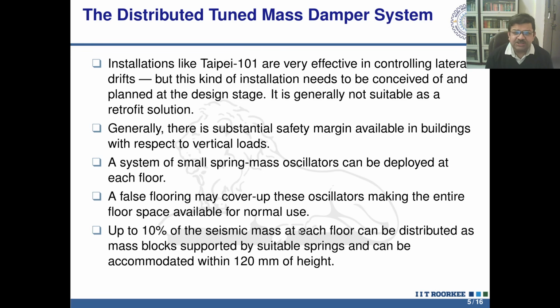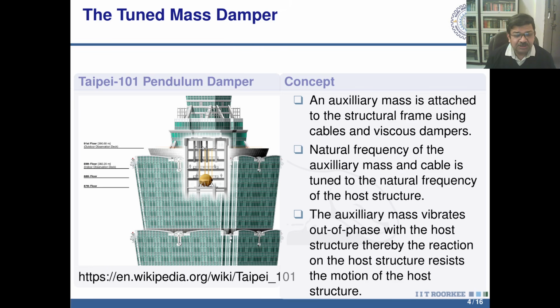Now, installations like Taipei 101 are very effective in controlling lateral drifts, but this kind of installation needs to be conceived of and planned at the design stage. It is not generally suitable as a retrofit solution. For example, you may like to notice that this entire pendulum damper assembly occupies 3 floors of this building, and that's the most expensive real estate in Taipei, Taiwan. So we are losing 3 stories of commercial space to accommodate this one pendulum.